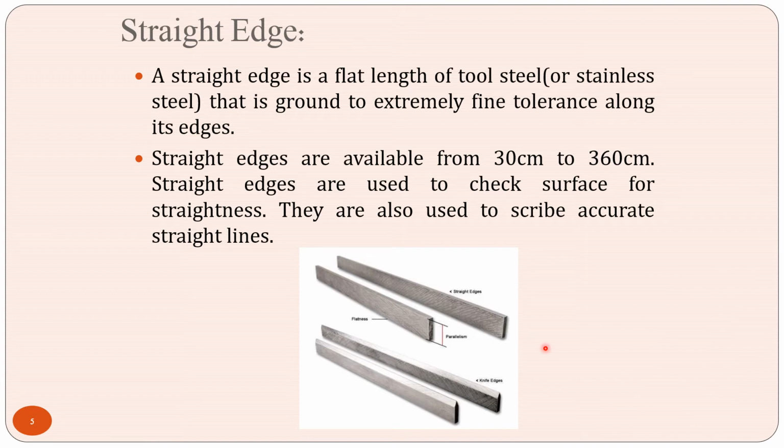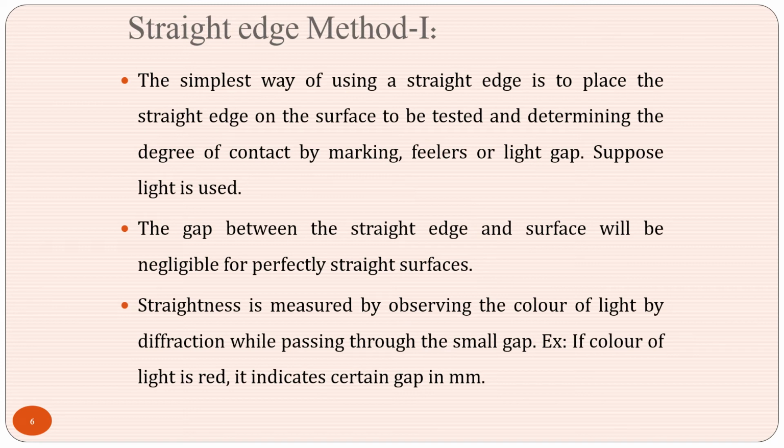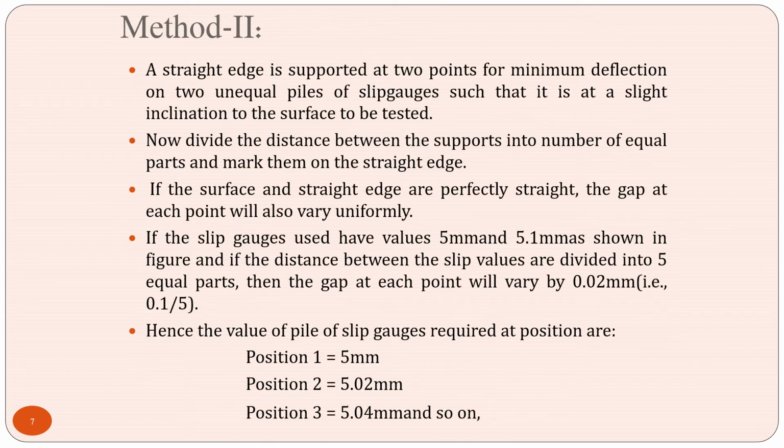This is called a straight edge, which is used for measuring the straightness. It may be a stainless steel rule or a wooden finished rule, which can also be used as straight edges, of length 30 cm and 360 cm. The simplest way of using the straight edge is to place a straight edge on the surface. In day-to-day life also we come across this straight edge measurement, maybe by carpenters or masonry workers or turners or any technical person using this type of straight edge.